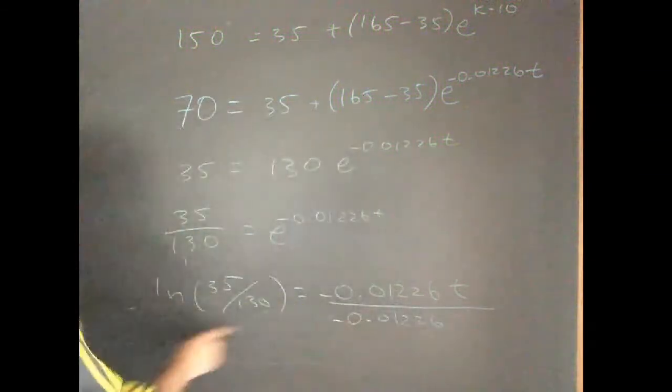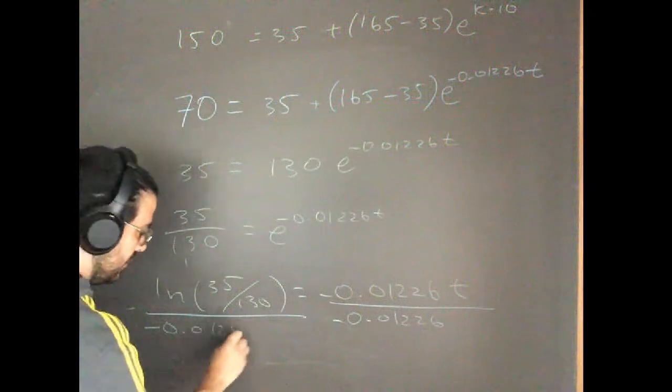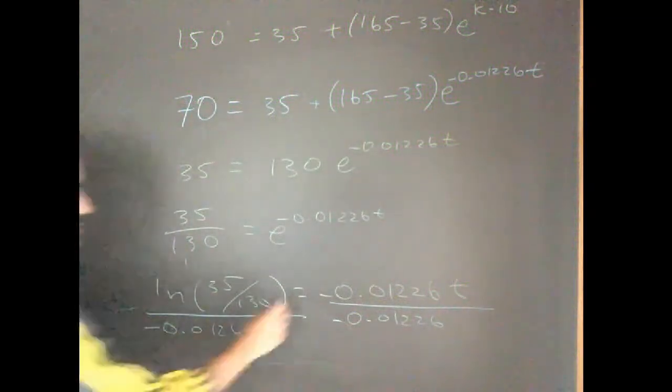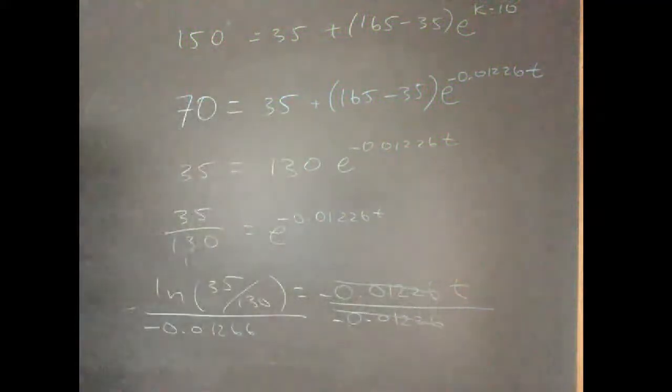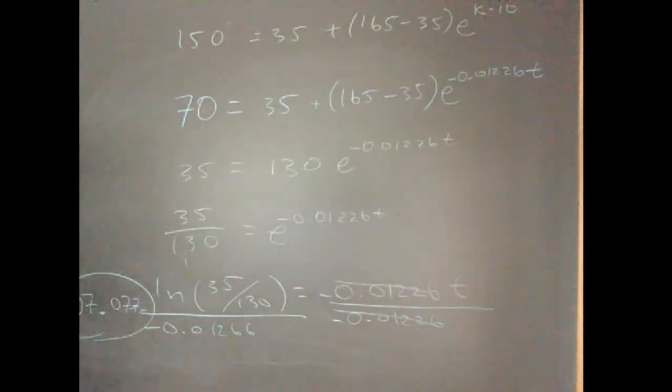And your final step is to isolate t on its own, so you'll divide this side by 0.01226, the negative of that. If you do it to that side, you've got to also do it to this side as well. And over here they cancel out, and you're left with just t. On this side you have something you can type into a calculator. In this case, when you do, you get 107.027. And in this case, that's going to be minutes.